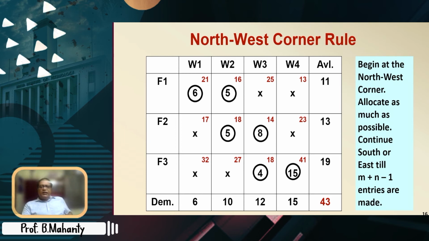Then we see whether this initial solution is optimal or not. In order to do that, we have to compute the Cj minus Zj values. Now, how do you find out the Cj minus Zj values?